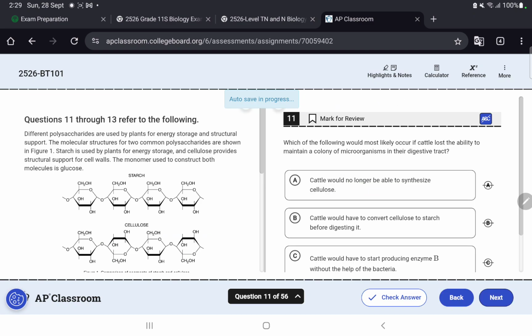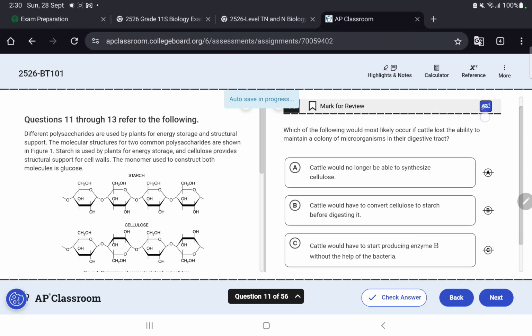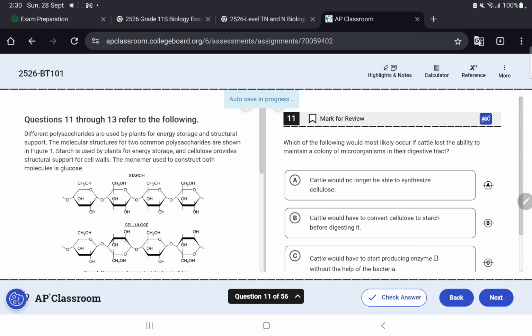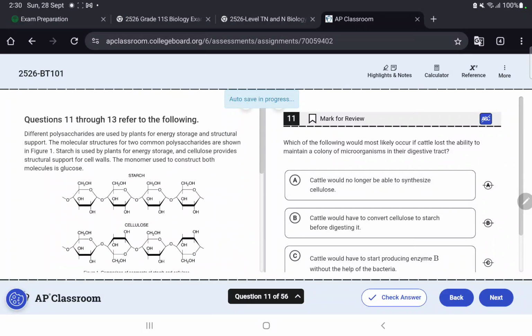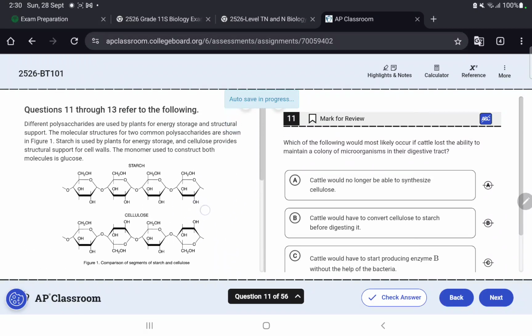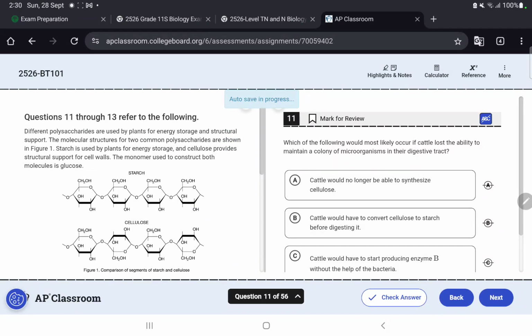Correct. So which of the following would most likely occur if cattle lost the ability to maintain a colony of microorganisms in their digestive tract? Whenever you're doing any exam, it's always better to read the question first and understand what they want before reading the given. I like to do that, especially if you're doing your SATs and you're going into the English section. Always read the question first and then look at the given. So what would happen if the cattle lost the microorganisms?